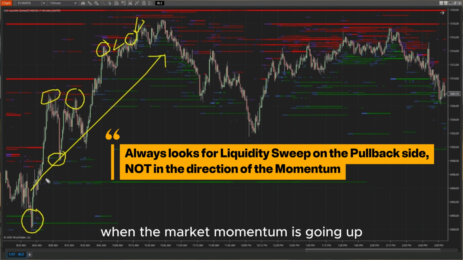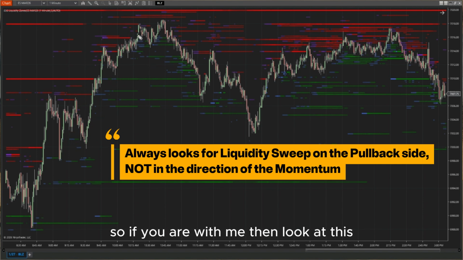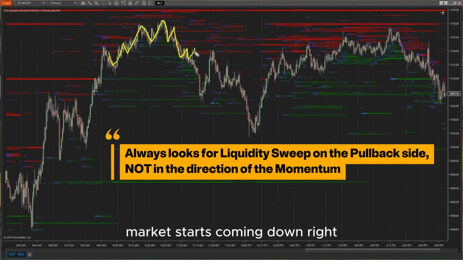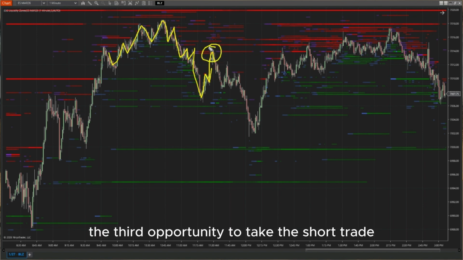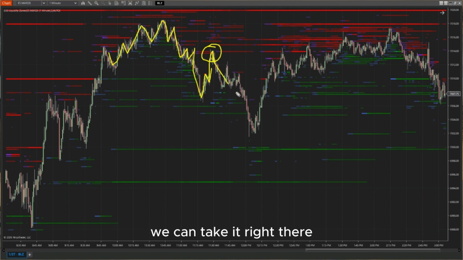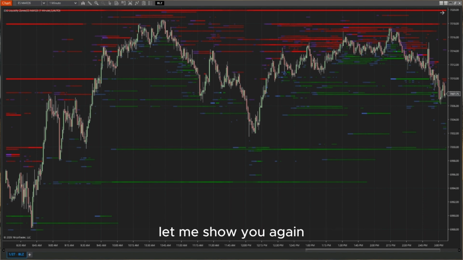When the market momentum is going up, try to look for the liquidity sweep rejection on the opposite side. Market up, look below, look on the pullback. That's what we're looking for, right? So if you are with me, then look at this. Market is making higher highs, higher lows. Market starts coming down, right? But look at what happened. Like I said, when the market is coming back up, you see strong liquidity. You can see immediately it's pushing it back. This is the third opportunity to take the short trade. We can take it right there. This is exactly what we showed you just a few minutes ago. Let me show you again.